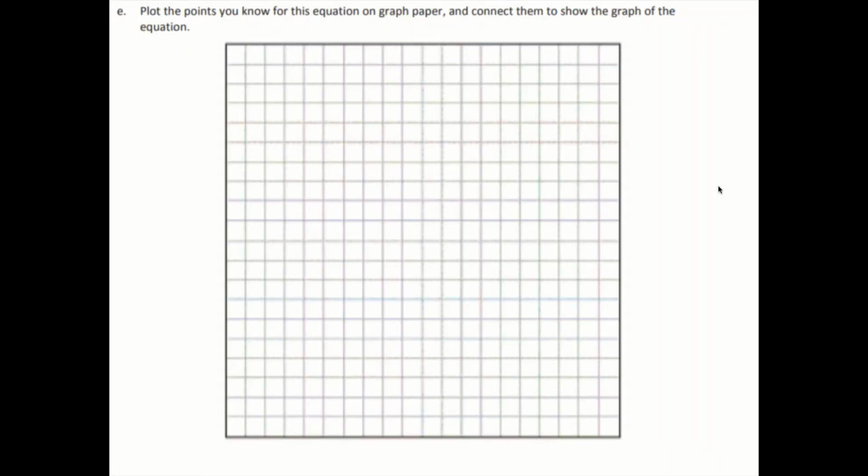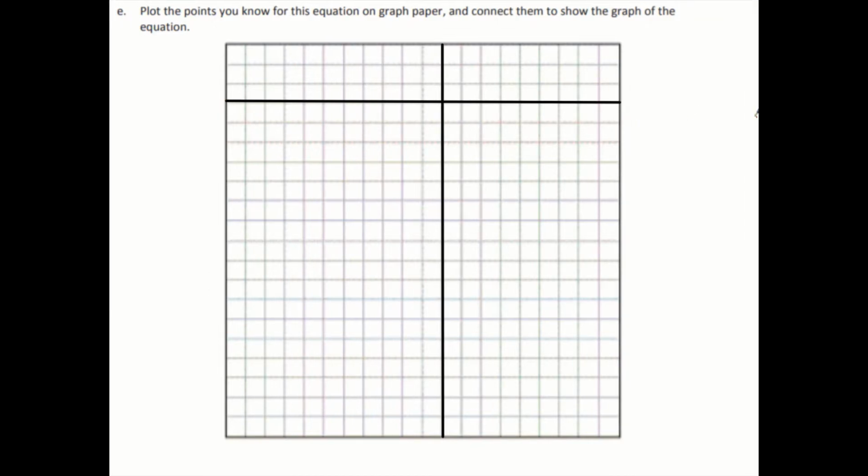Now that we have all of our points, what we're going to do is graph them. We're going to take those points and plot them on this grid here, and we're going to connect them to show the graph of our equation. So I'm going to make my graph look something like this. And since we have a lot of negative numbers here along our y, I'm going to give the y a little bit more space for our negatives.